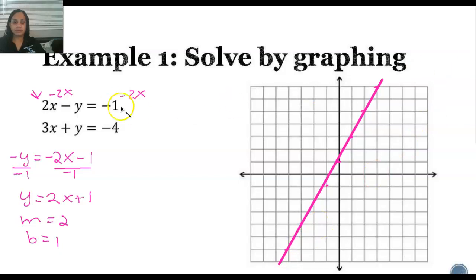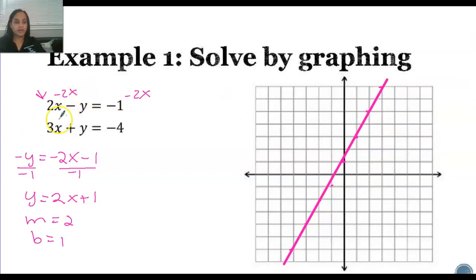I'm going to do the next problem in green. So what I need to do is rewrite this one, rearrange it by moving the 3x. So I have y equals negative 3x minus 4. With that being said, my slope is negative 3, my y-intercept is negative 4. 1, 2, 3, 4. So this would be going down 3, right 1. I'm going to go up and backwards.